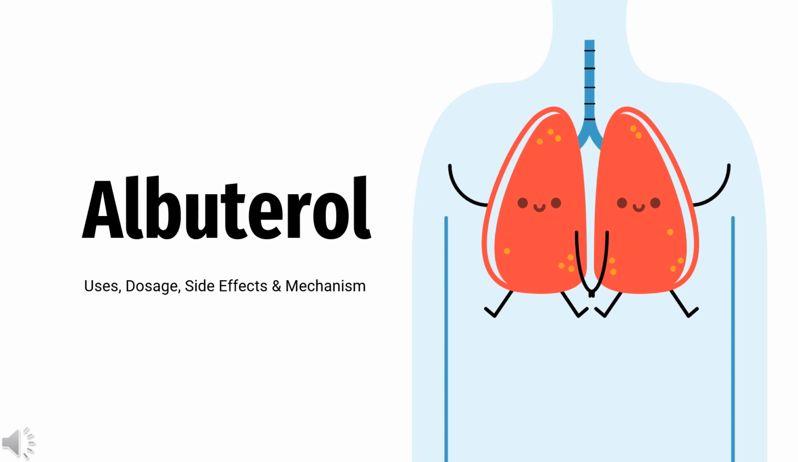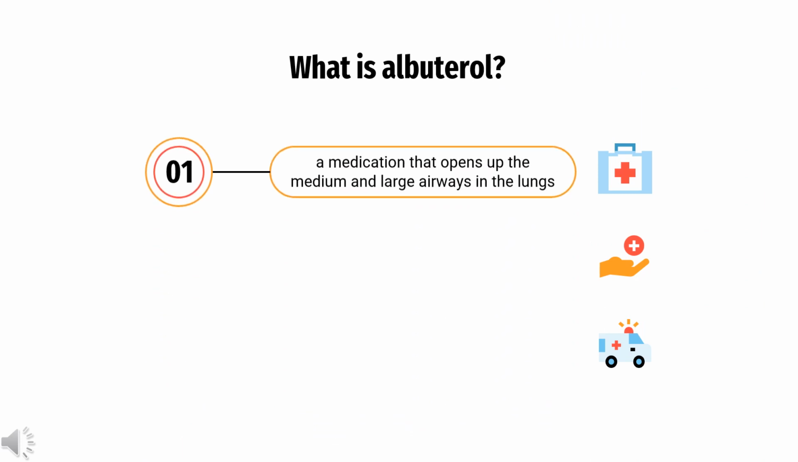Salbutamol is a beta-2 adrenergic receptor agonist used to treat asthma, bronchitis, COPD, as well as prevent exercise-induced bronchospasms. In this video, let's find out: What is albuterol? What is albuterol used for? Contraindications. What are the side effects of taking albuterol? How does albuterol work? How to use albuterol?